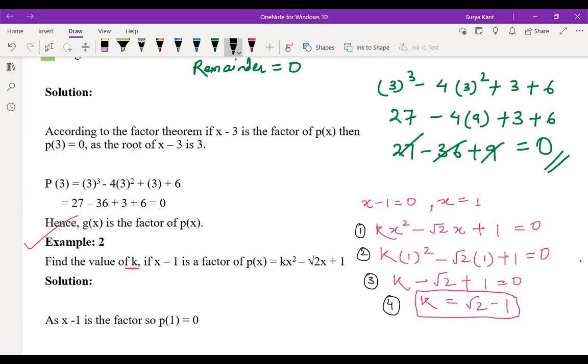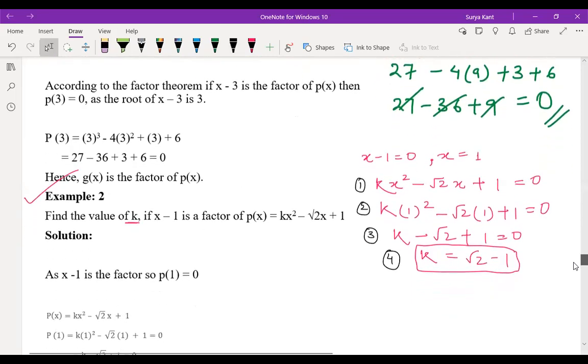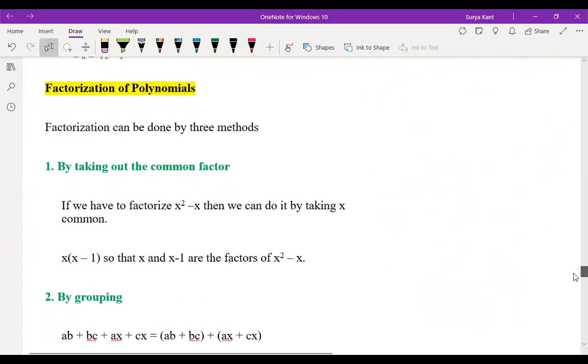Sir, I got root 2 minus 1, sir. Yeah, that's true. You can see my screen. That's correct, right? Yeah, it was correct, sir. Satvik, what about you? Got it, sir. All right, fine. Now see factorization of polynomials.